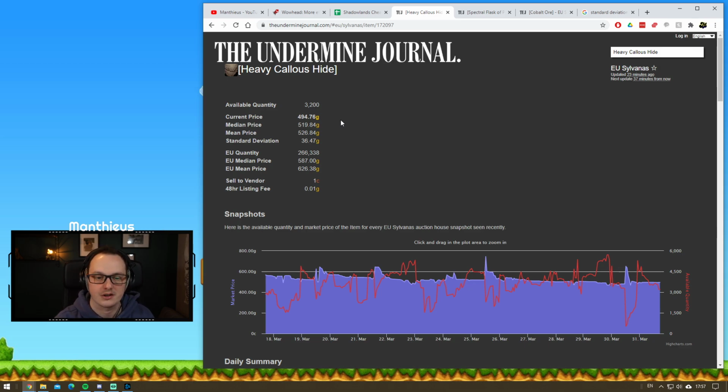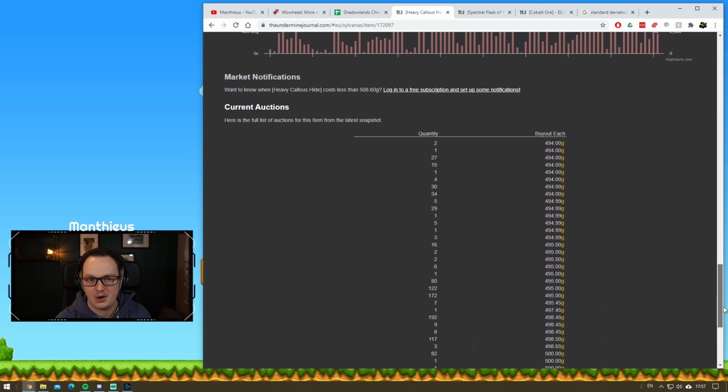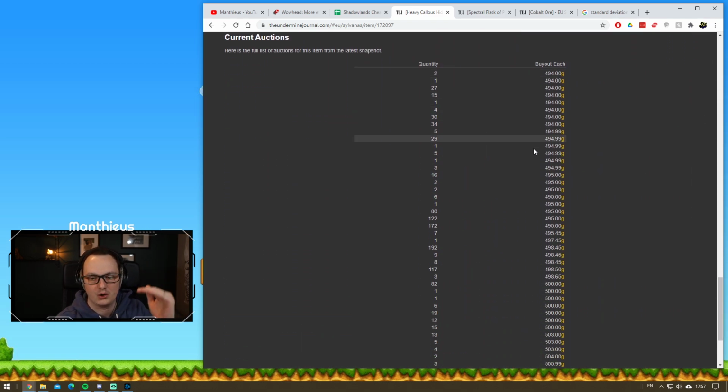Actually quite a good price. I should probably go over there and buy some. The median price is the number smack bang in the middle. You can actually see all of the listings if we scroll all the way down to the bottom of the Undermine Journal. So you can see how many there are.